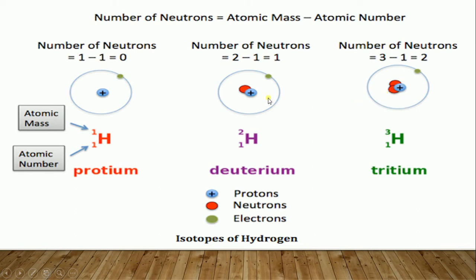So the definition clearly shows us that the number of protons is the same but the number of neutrons is different. Or in other words, we can say that isotopes are atoms of an element which have the same atomic number but a different mass number.